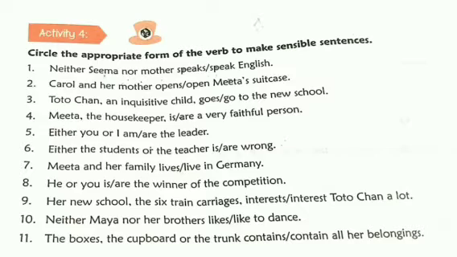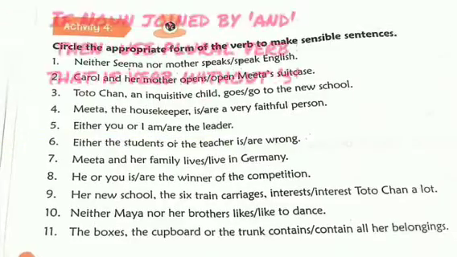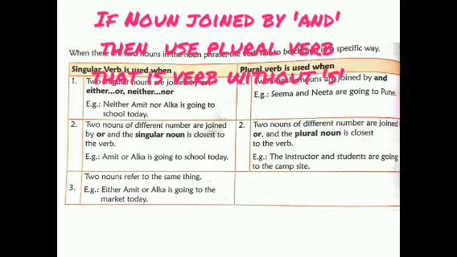The second, Carol and her mother open Mita's suitcase. So here Carol and her mother are joined by and, and what did our rule tell us? Our rule says that if two nouns are joined by and, then we have to use the plural verb. Plural verb means the verb does not contain the s.